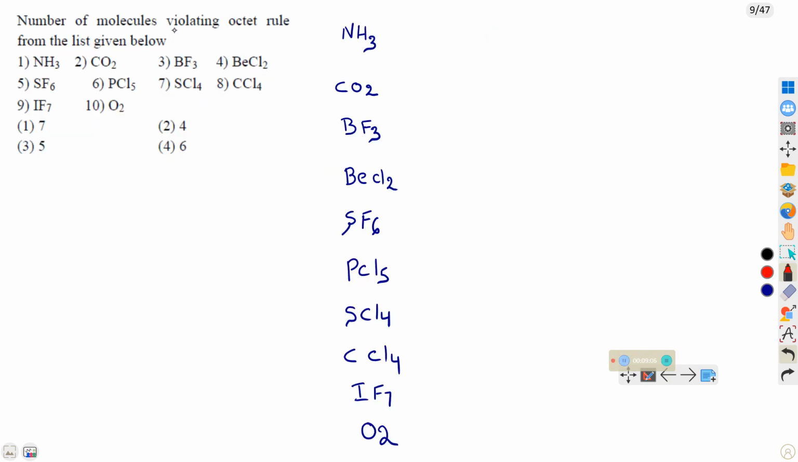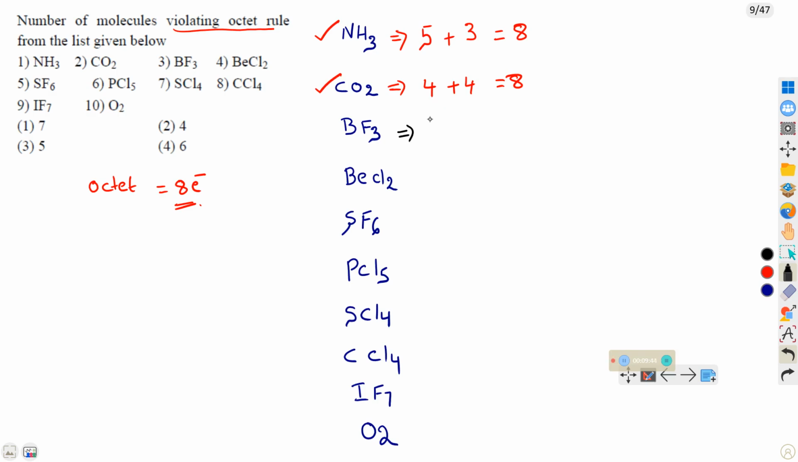Number of molecules violating octet rule. Octet means 8 electron rule. Valence electrons 8, how to find out? Nitrogen group number 5, 5A group, so 5. Hydrogen valency 1, 3 hydrogens valency is 3. 5 plus 3 equals 8. It follows octet. CO2: carbon group number 4, each oxygen valency 2, 2 oxygens so 4. 4 plus 4 equals 8. It also follows octet.